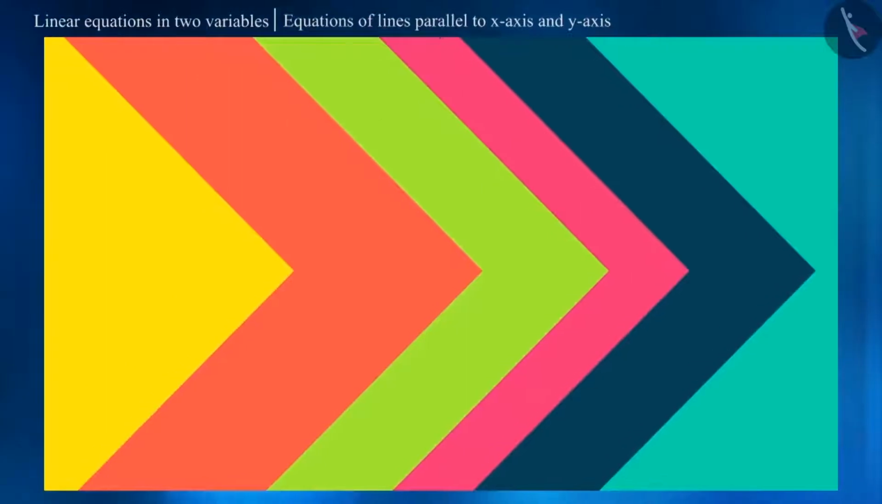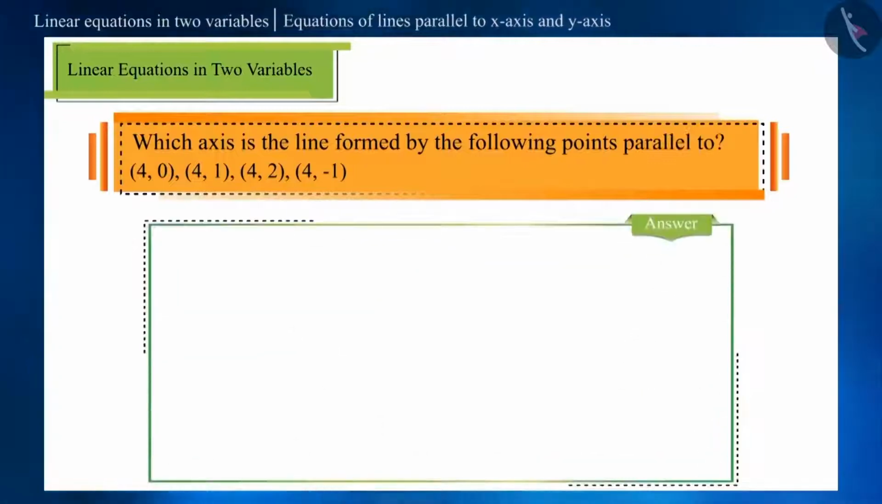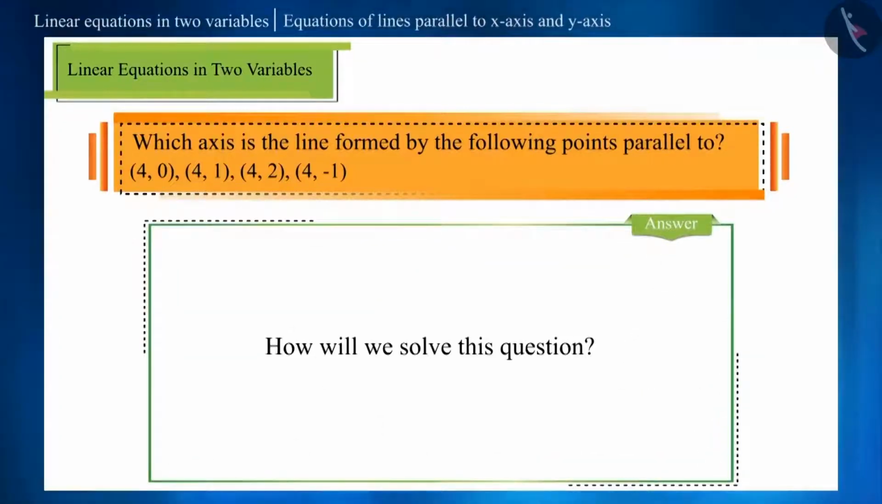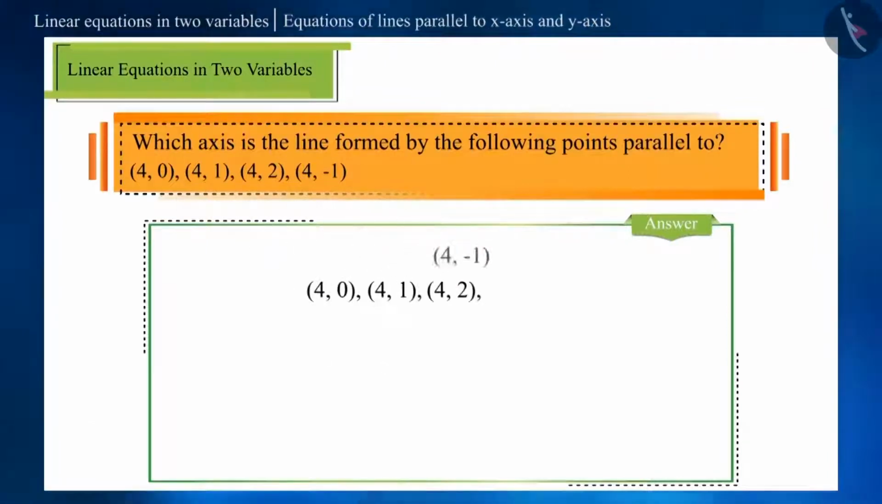Let's start with our first question. Which axis is the line formed by the following points parallel to? How will we solve this question? Will you be plotting a graph and checking the same? Well, it is a correct method, but we can find the answer by just looking at the coordinates. Let's see how we can do that.